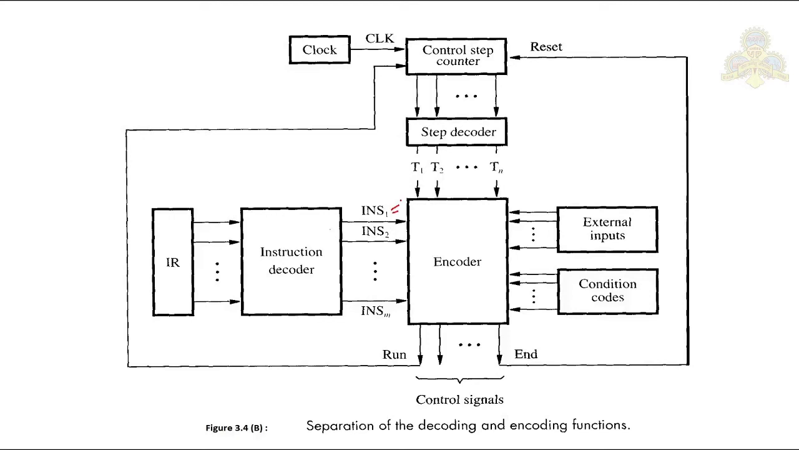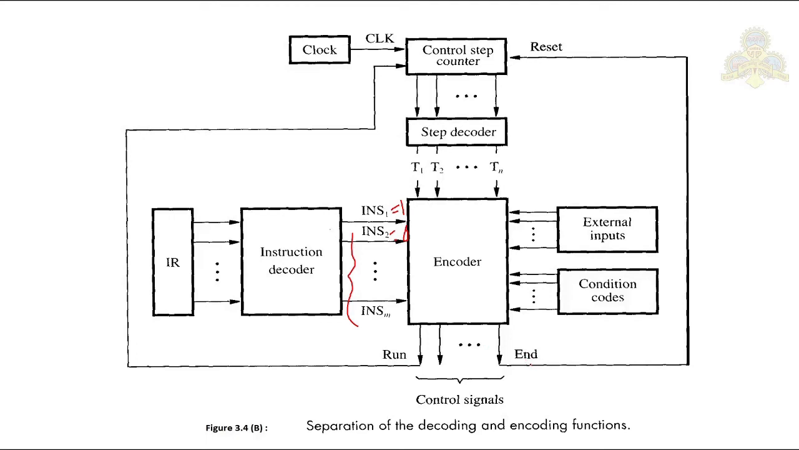Suppose INS1 is set to 1, then the other lines would be set to 0. So one line from the instruction decoder is set to 1 and all the rest are set to 0. The input signals to the encoder block are combined to generate the individual control signals: the time slot, the instruction, any external inputs, and any condition codes are all combined in the encoder and a control signal is generated. Control signals such as Z in, PC out, Add, End are generated here.